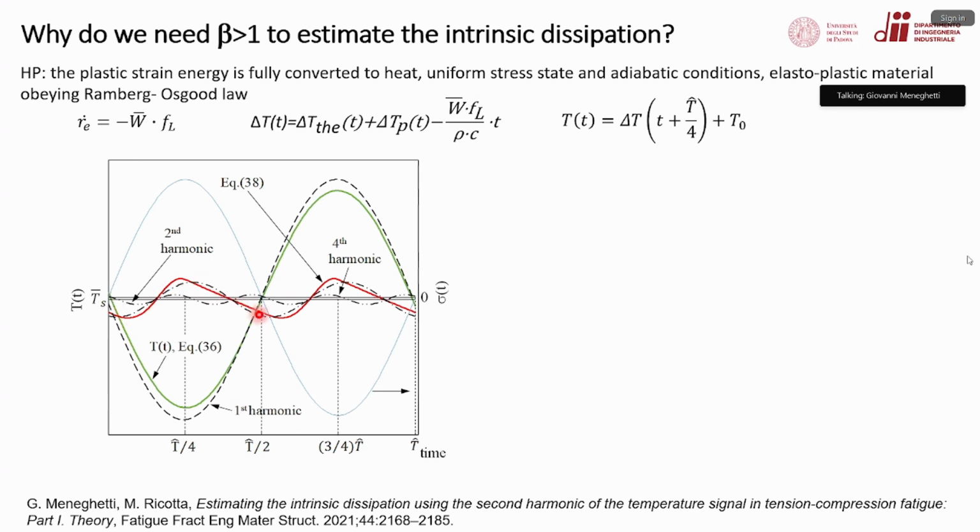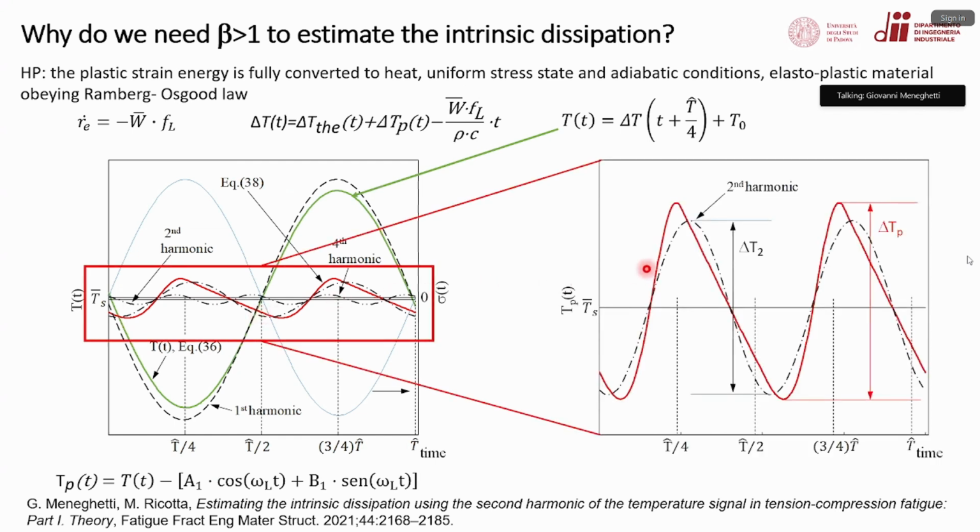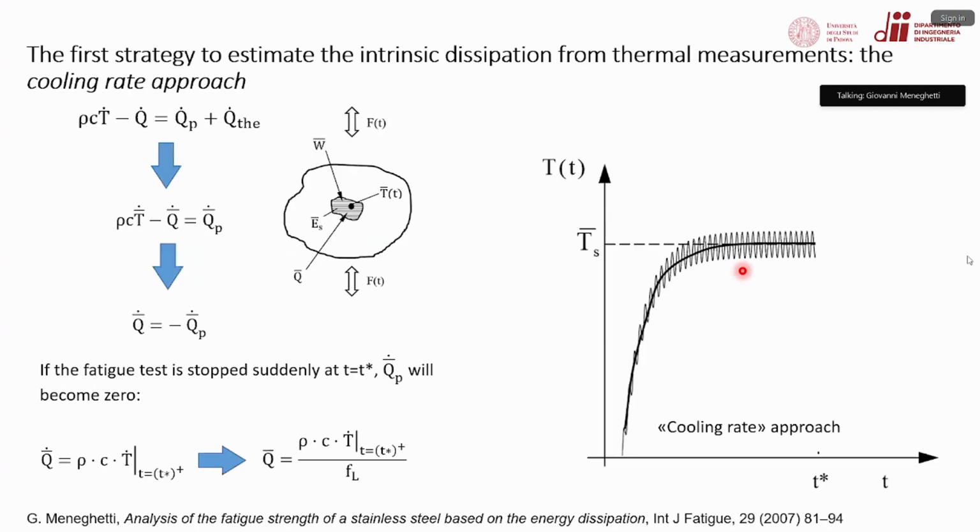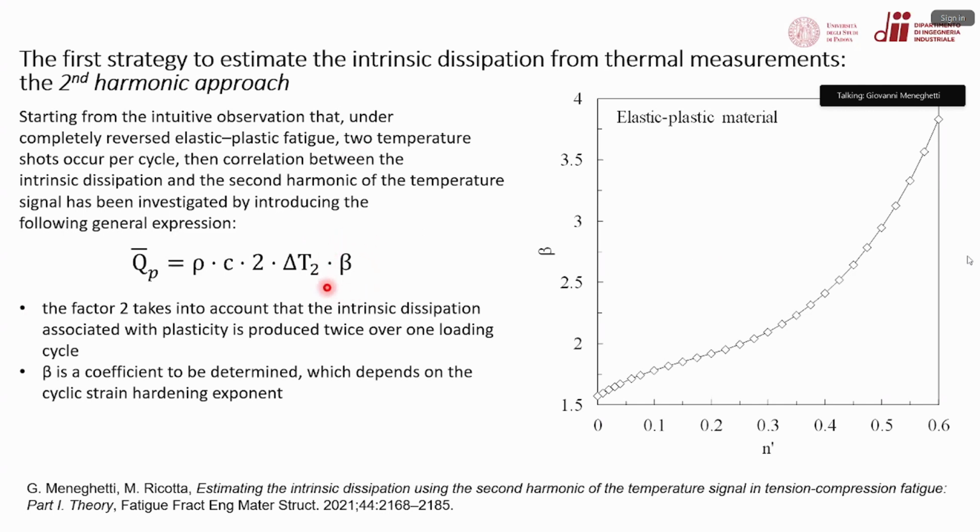And this is why we need the beta parameter in order to capture the fact that the intrinsic dissipation is distributed in all harmonics, not only the second one. So the range of the second harmonic does not fully include the effect of heat dissipation. This is why in the previous formula we needed to introduce a beta parameter which is greater than 1. And we demonstrated that the beta depends on the strain hardening exponent n prime of the material.